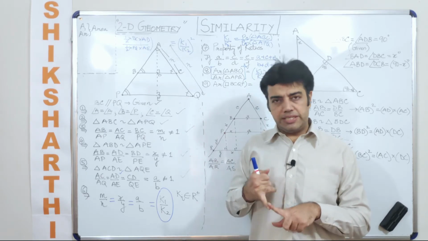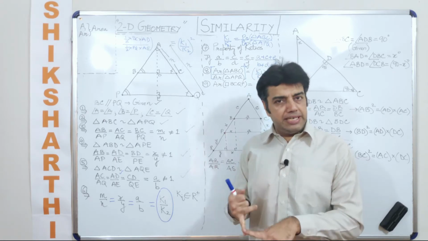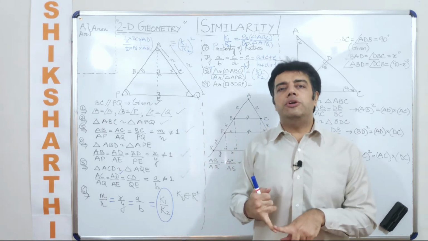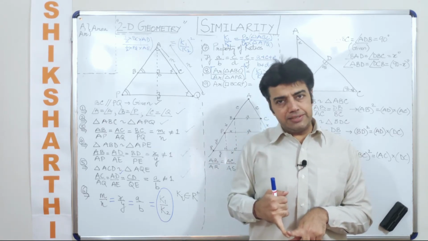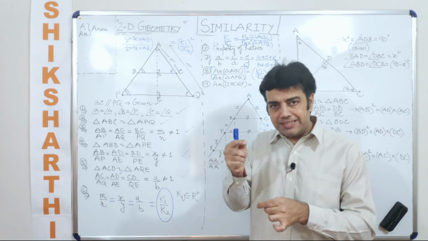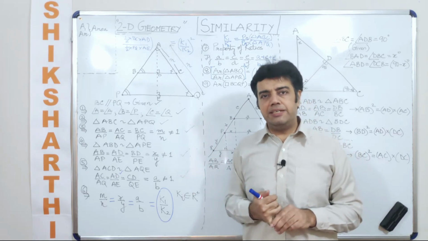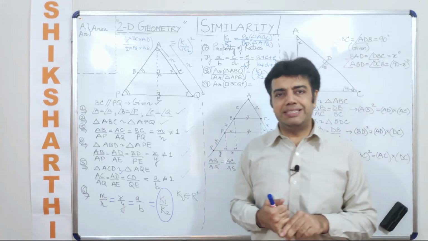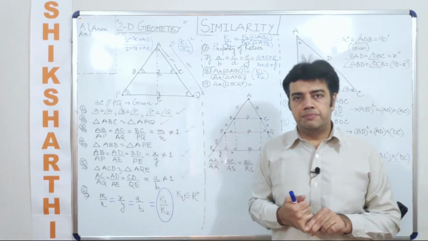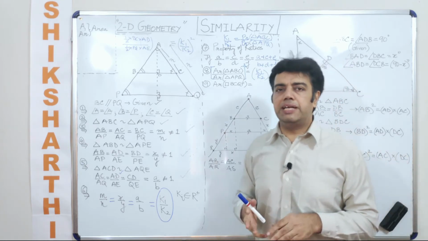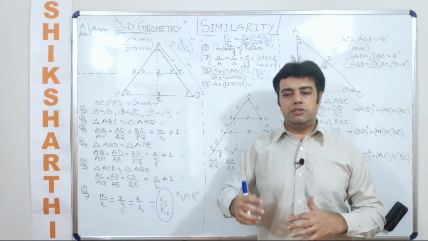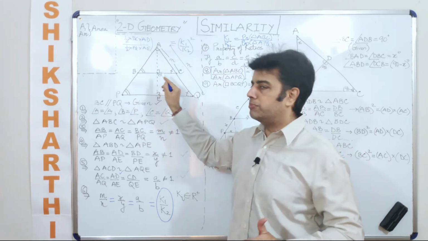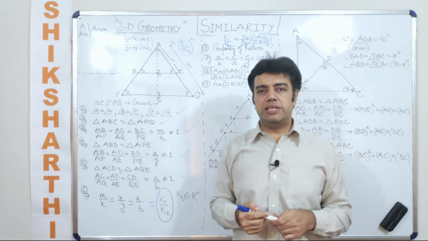which is known as the centroid, or the point of intersection of their altitudes, which is known as the orthocenter, or the point of intersection of their angle bisectors, let's say the in-radius, which is known as the incenter, or the point of intersection of the side perpendicular bisectors. So when I say side perpendicular bisectors, they intersect at a common point, and that common point is known as the circumcenter.